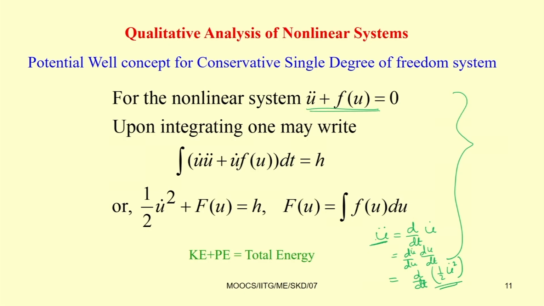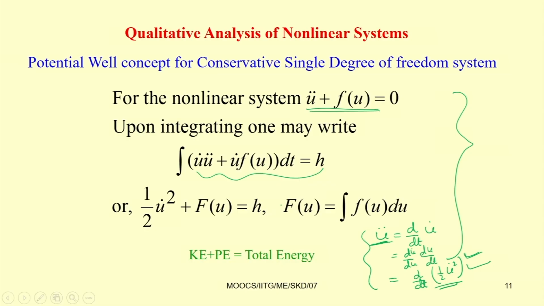So this acceleration term u double dot can be written using this energy term, half u dot square. Kinetic energy, as you already know, is half m v square, that is half into mass into velocity square. So the acceleration term can be written using an energy term this way. By multiplying by u dot using the same principle, you can write u double dot plus f(u) in this form: integral of u dot into u double dot plus u dot into f(u) dt equal to h.